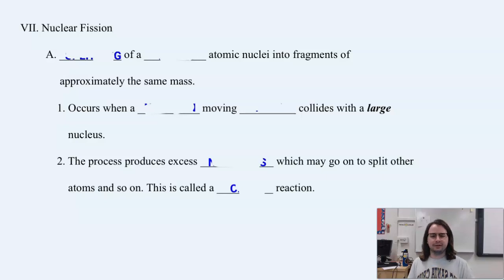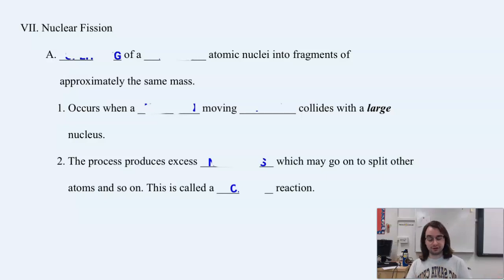Hey, welcome back. Let's conclude our conversation on nuclear chemistry by talking about some actual real-world applications of nuclear chemistry. There are two different types of nuclear reactions that we experience in our life: nuclear fission reactions and nuclear fusion reactions. We're going to talk about both.